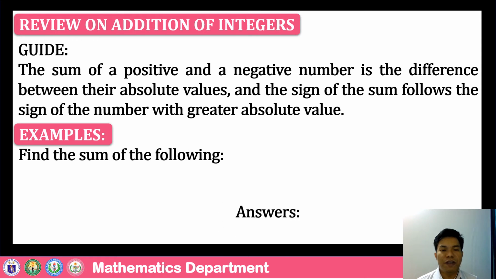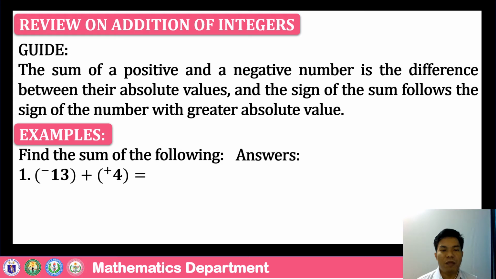Example, find the sum of the following. For number 1, negative 13 plus 4. So based sa rule natin kanina, isasubtract muna natin ang dalawang numbers na ito kasi magkaiba sila ng sign. So 13 minus 4, that will give us 9.